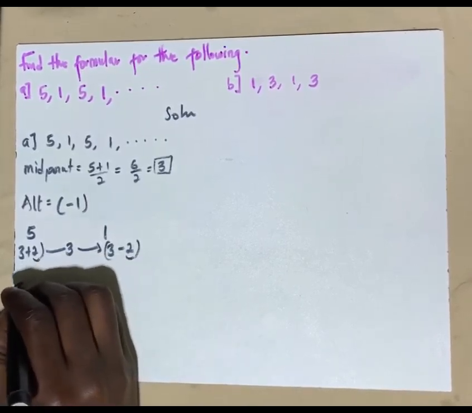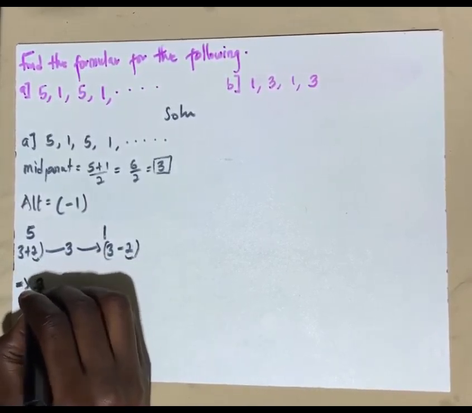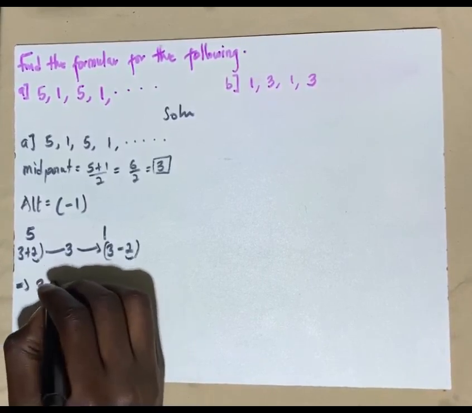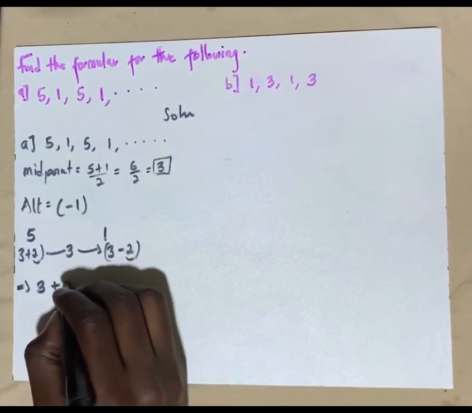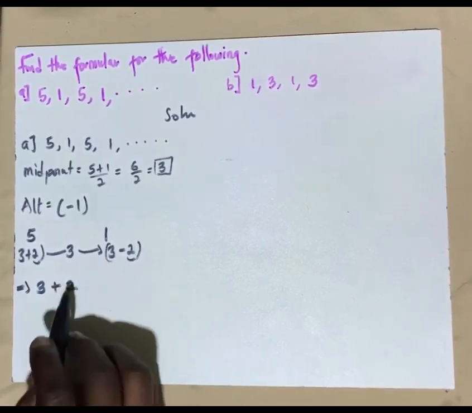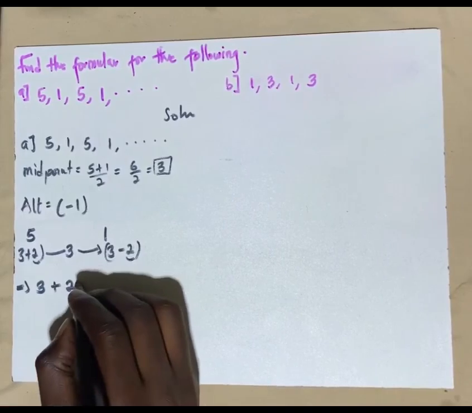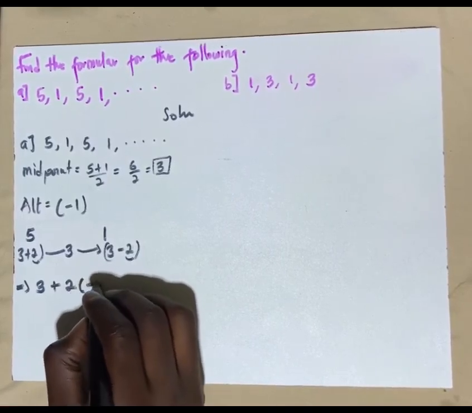So what do we do next? Now all you can do is, first of all, write your midpoint. So your midpoint is equal to 3 plus, bring the value you are adding or subtracting, which is going to be 2. Now after bringing your value you are adding or subtracting, then you now bring your alternator.